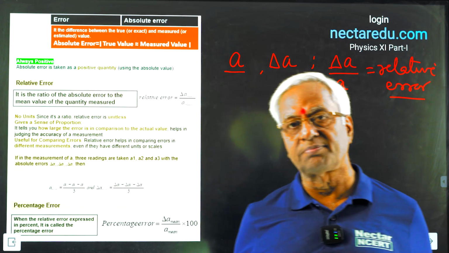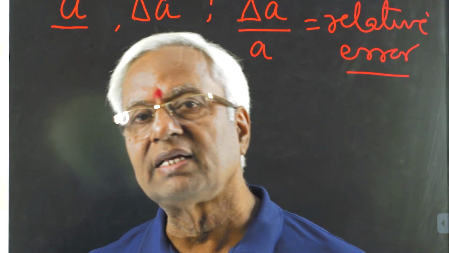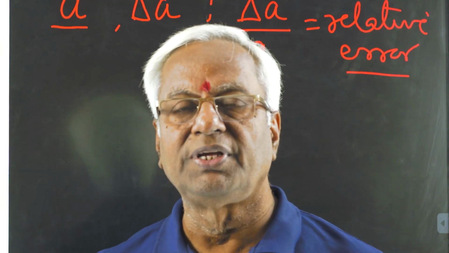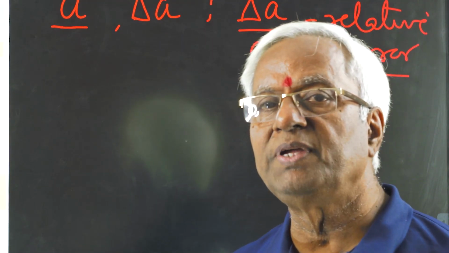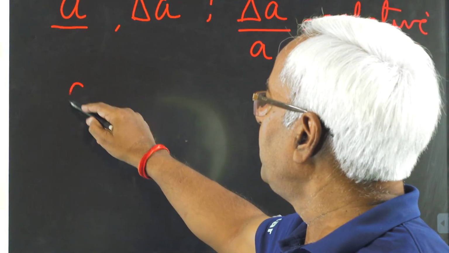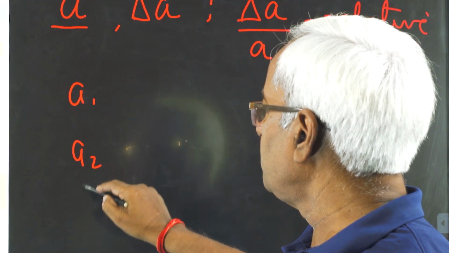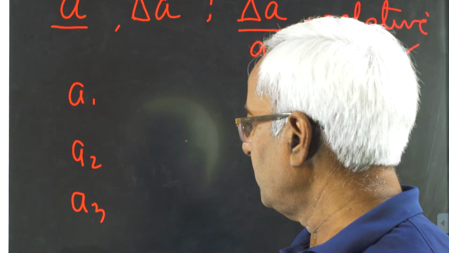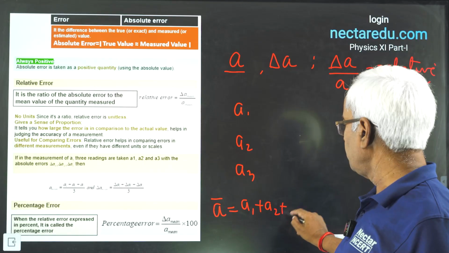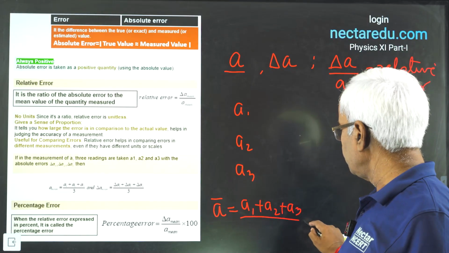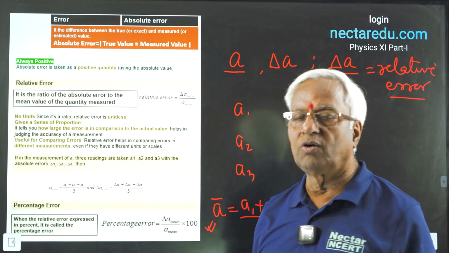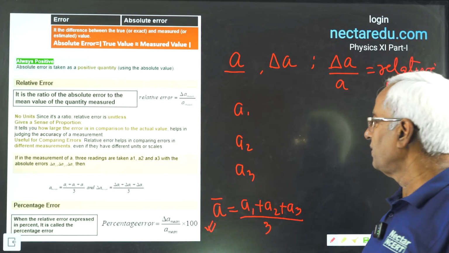We discussed absolute error. But like our measured quantities, here also we resort to taking the average or the mean value of absolute error. Suppose you are taking 3 readings A1, A2, A3, then the mean reading would be A1 plus A2 plus A3 by 3. This would be known as the mean reading of the observation or the practical you are doing.